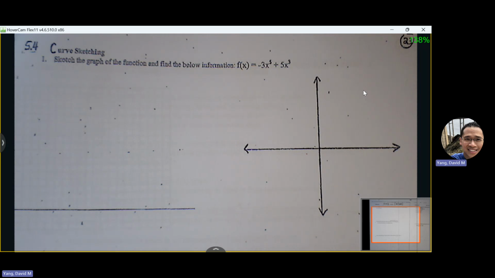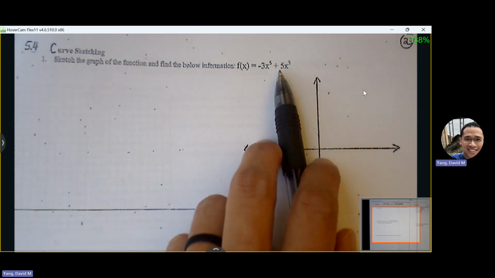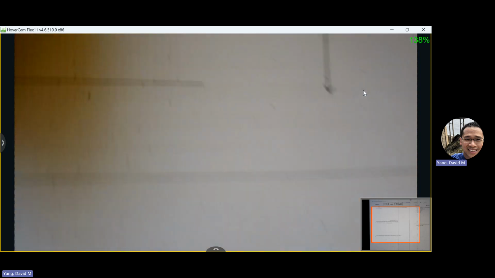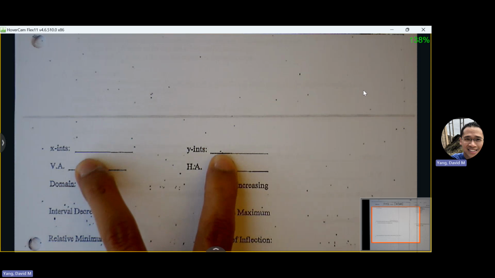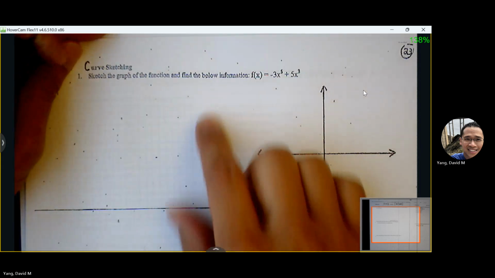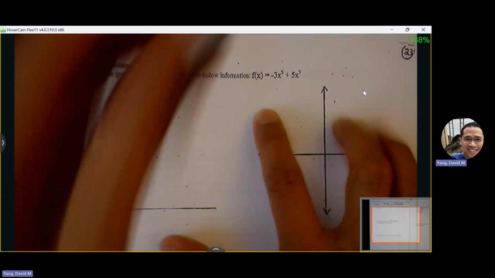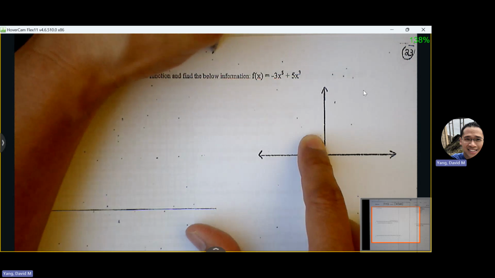So number one says sketch a graph of the function and find the below information. We're starting off with an easier function here. This is a polynomial. So polynomial is easier in the sense that there are no vertical asymptotes, there are no horizontal asymptotes, but we can find x-intercepts and y-intercepts at the function level. So at the function level, before the derivatives, we can gather information about certain points, such as the x-intercept.